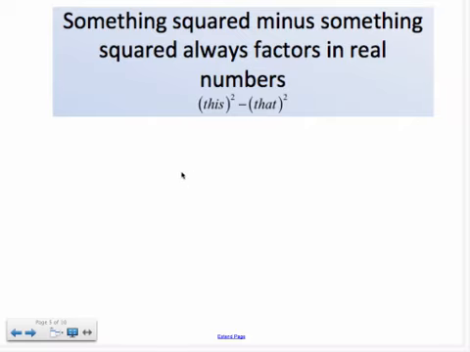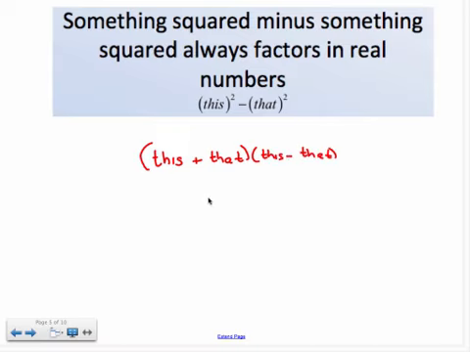Okay, we're actually going to go into some special patterns. The first special pattern is what we call a difference of two squares: something squared minus something else squared. This expression will always factor, and we're going to see this quite a bit, so we want to be very comfortable with it. The way it factors is the first object being squared plus the second object being squared, times the first object being squared minus the second object being squared.